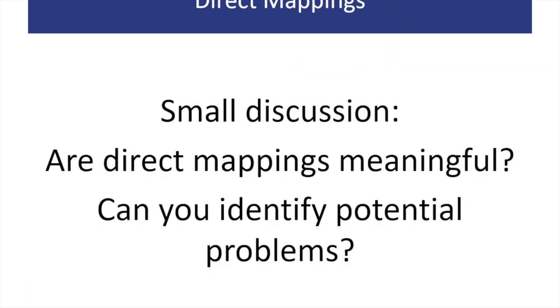At this point, I usually start a small discussion with my students. I ask them the question, are direct mappings meaningful, and can you identify potential problems? Direct mappings are meaningful to those who know the database. In my example, I know because I own or develop the database that ADDR stands for the address. But that was still pretty straightforward. However, the foreign key did not state what the relationship was between people and addresses. Was it the address of residency? Was it the address of birth? Whatnot? We do not know.